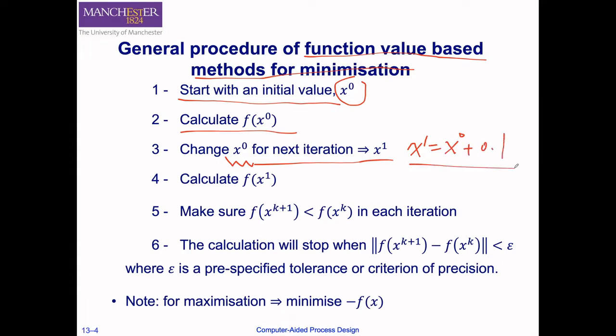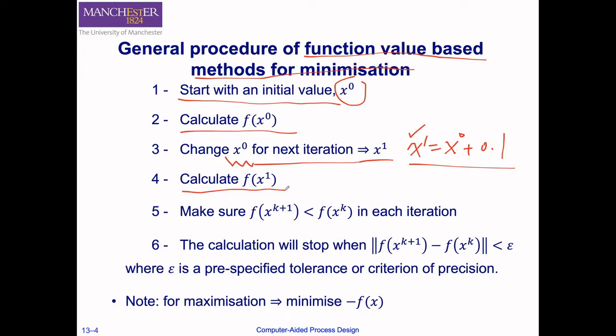Based on this, we can find another trial point x1 based on x0. Then we also need to evaluate the function value at the next trial point x1. We compare the function values at x0 and x1. If the function value at x1 is less than the function value at x0, that means we find a better solution.